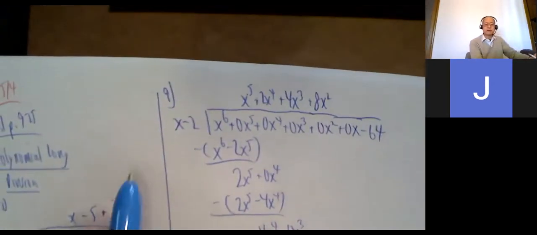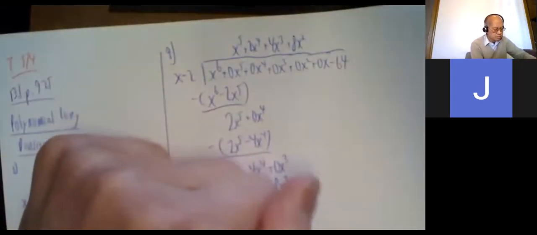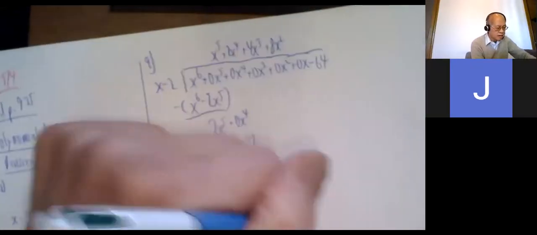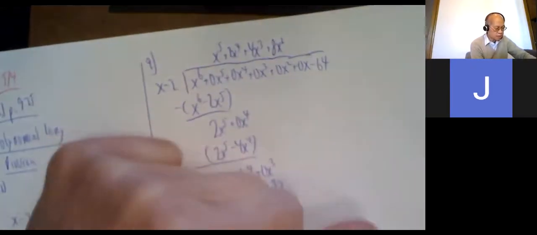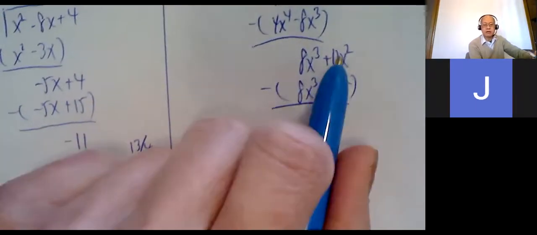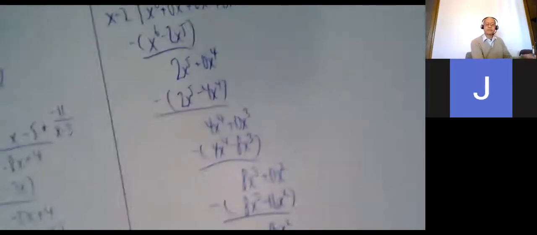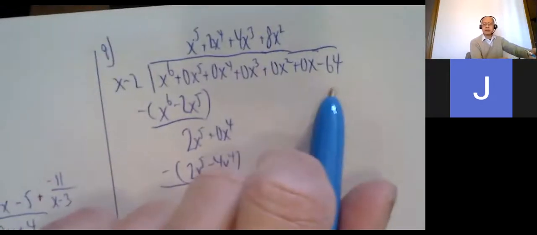Now 8x squared times this whole thing. 8x cubed. 8x squared times negative 2, negative 16x squared. Subtract. This cancels out. 0 minus a minus 16, positive 16x squared. Keep going until you run out. I'll be running out when I get to 64. So bring down 0x.